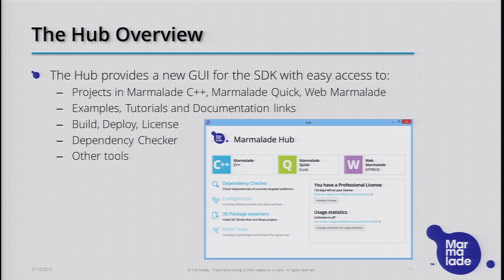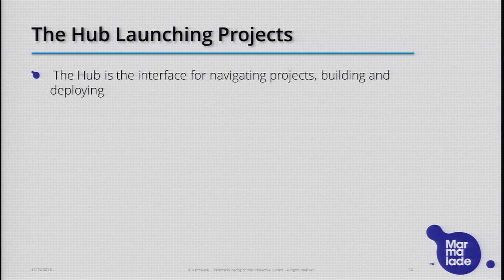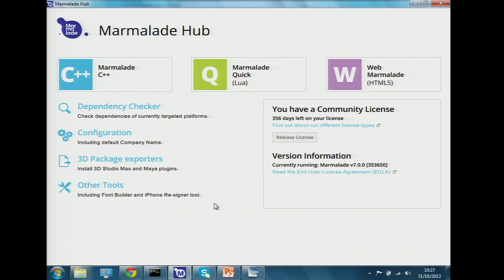I mentioned the dependency checker. That's also a part of the Hub, and we have other tools that before they were here and there within your installation. Now we're bringing it all together, so you're 100% sure what is being built, deployed, etc. So that's what we're trying to do with the Hub. Launching the project. So on the left, we have those extra tools that I mentioned, including the dependency checker.